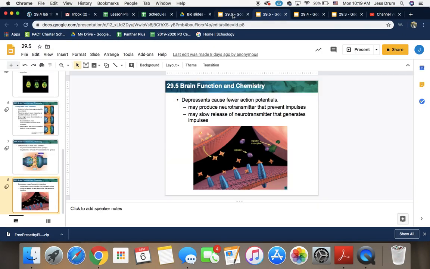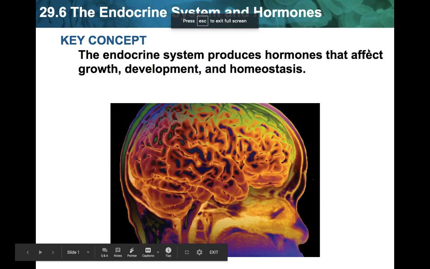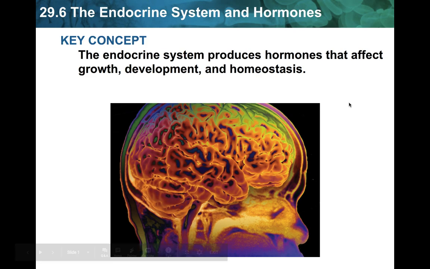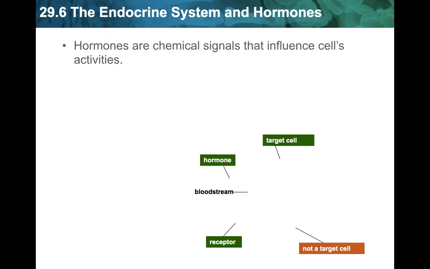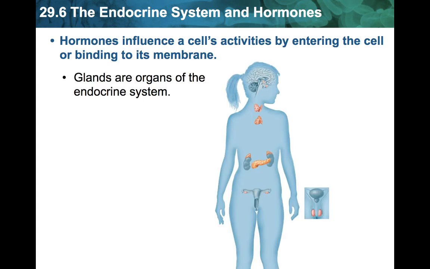All right, 29.6. The endocrine system and hormones. The endocrine system produces hormones that affect growth, development, and homeostasis. Hormones are super interesting, and we talked about them a little bit the other day, how they travel through your bloodstream, but we're going to get into more detail about hormones.